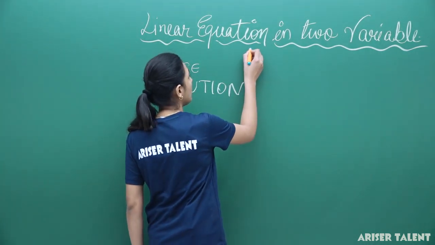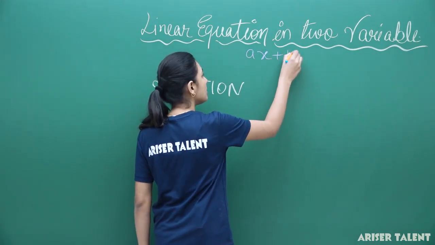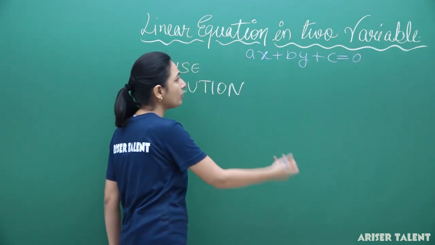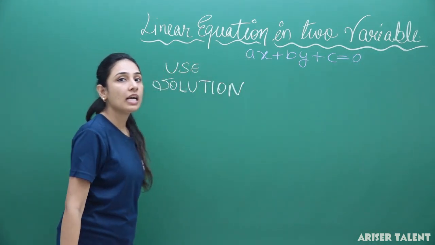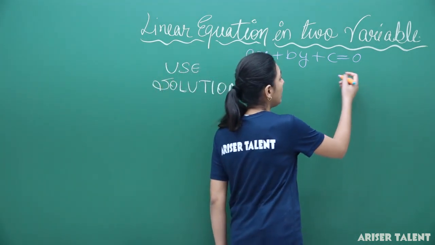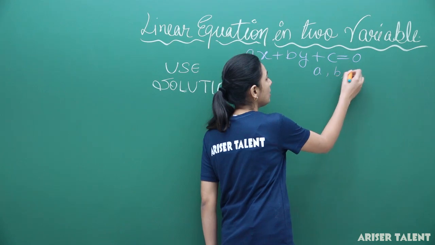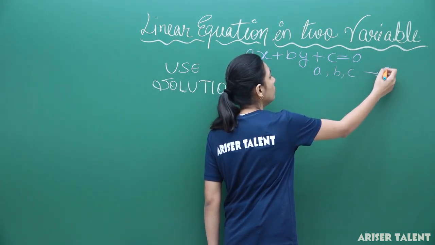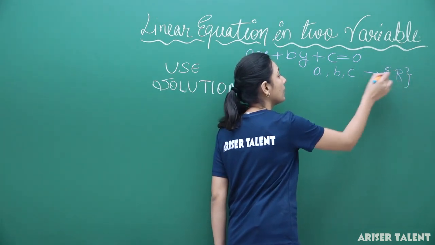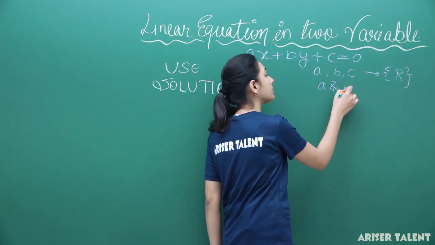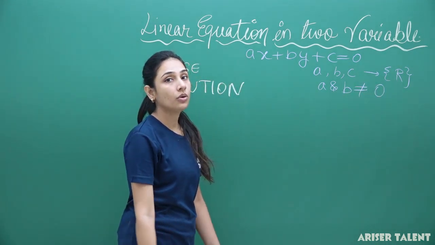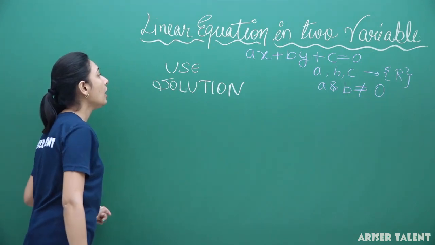Now, just to revise what we have studied, I've told you that this is the format. This format is ax plus by plus c equals 0. This is the format of a linear equation in two variables, and the highest power of the variables will be 1. And here a, b, c belong to real numbers, and a and b must not be 0. Okay, understood? Now use.